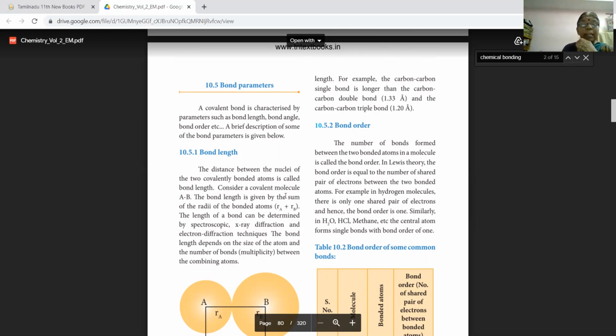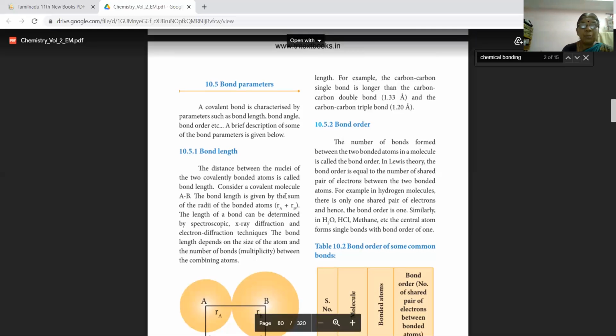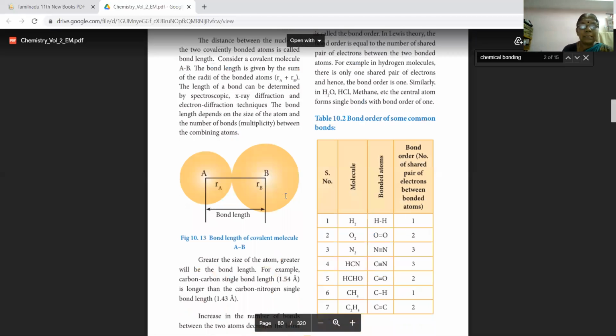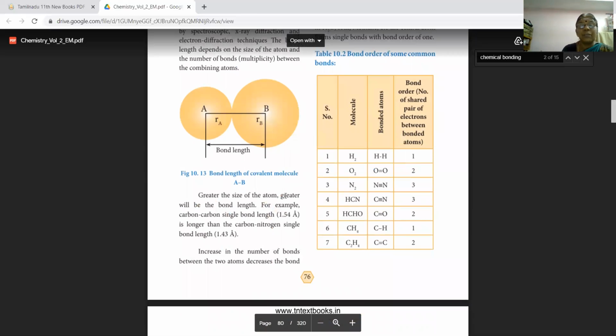Consider the covalent molecule AB. The bond length is given by the sum of the radii of the bonded atoms, that is Ra plus Rb. The length of a bond can be determined by spectroscopy, X-ray diffraction, and electron diffraction techniques. The bond length depends on the size of the atom and the number of bonds, that is the multiplicity of the bond, between the combining atoms. Greater the size of the atom, greater will be the bond length.